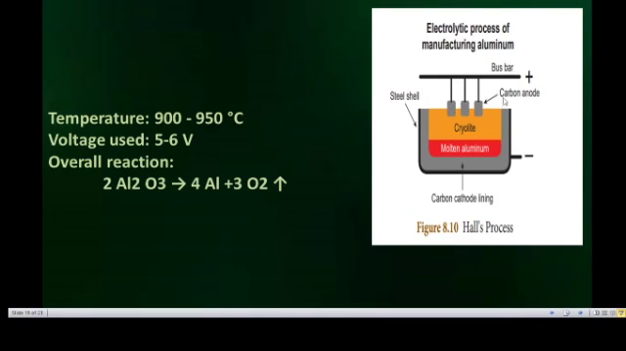Sometimes it burns. So to avoid this burning problem, we have to exchange the carbon anode frequently. So in this process, aluminum is deposited at the cathode and oxygen gas is liberated at the anode. Oxygen combined with the graphite forms carbon dioxide. Finally we get the purified form of aluminum.